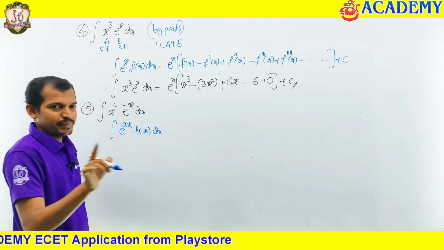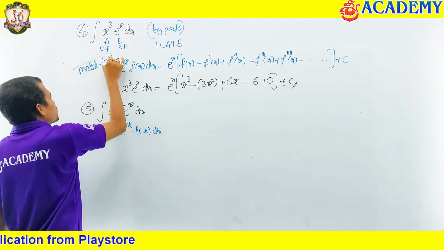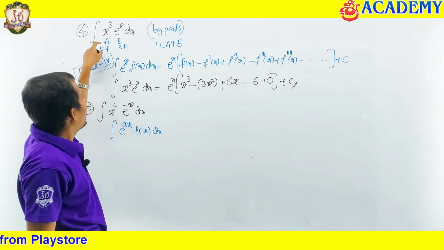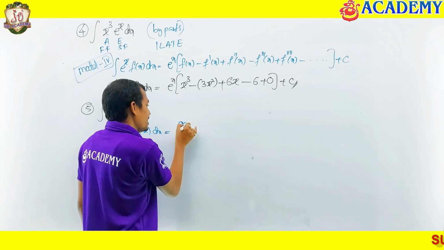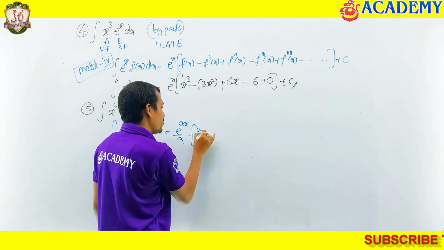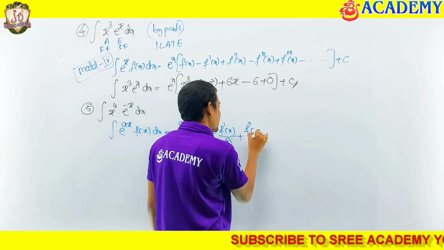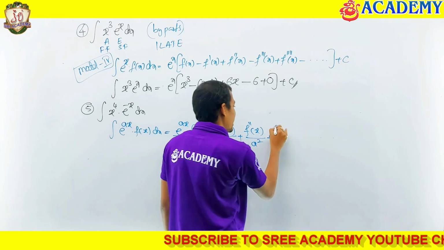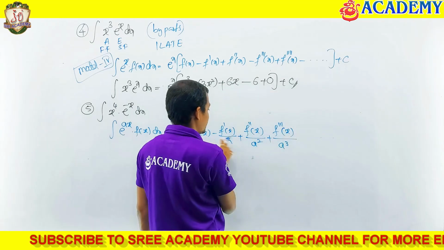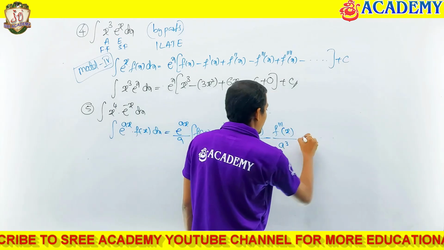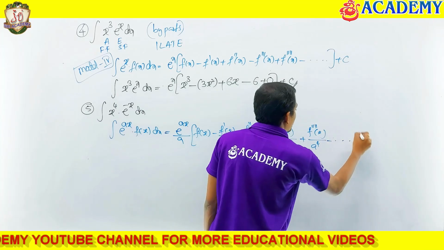One more I am giving; I am treating up to right now what I discussed, that is model number 3. Now I am taking a model, that is exponential function into algebraic function. If you are getting it like this, the answer is going to be e power ax divided by a into f of x minus f dash of x by a plus f double dash of x divided by a square plus f triple dash of x divided by a cube. Here plus minus plus, here you are going to get minus plus f double dash of x divided by a to the power of 4 minus, and so on.